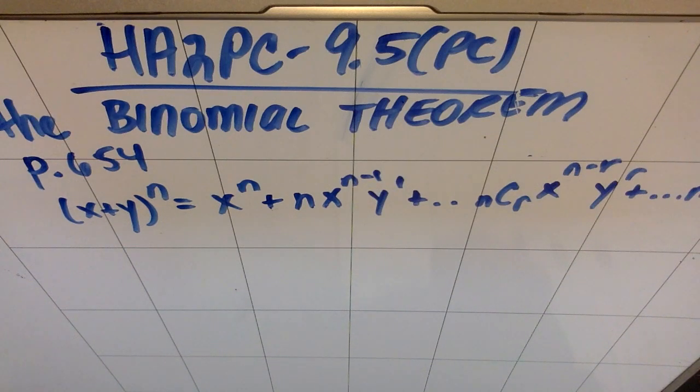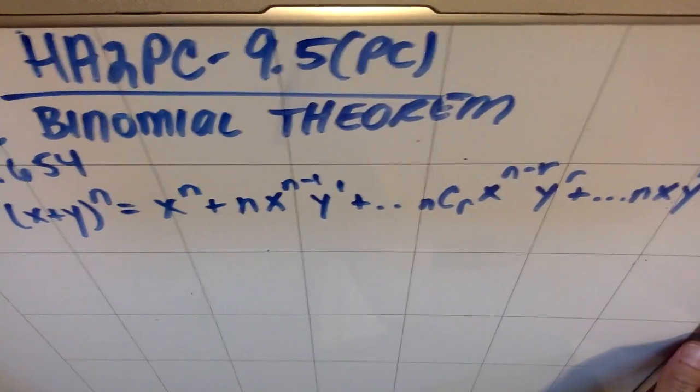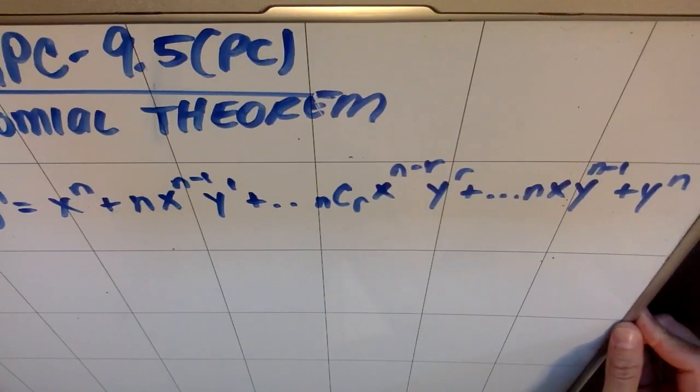This is Honors Algebra 2 Pre-Calculus, and we're doing 9.5 in Pre-Calc, which is the Binomial Theorem. So we're on page 654, and after several videos, we are finally actually getting to the Binomial Theorem. At the bottom of page 654, you'll see that the expansion of (x + y)^n is given in this expression with lots of letters, totally daunting, but you're going to be fine.